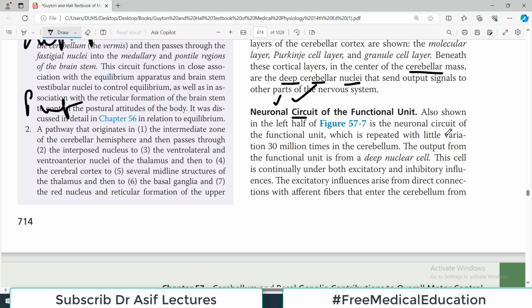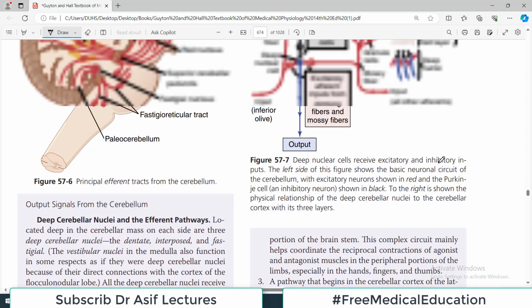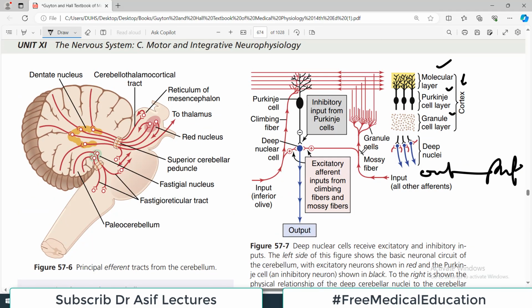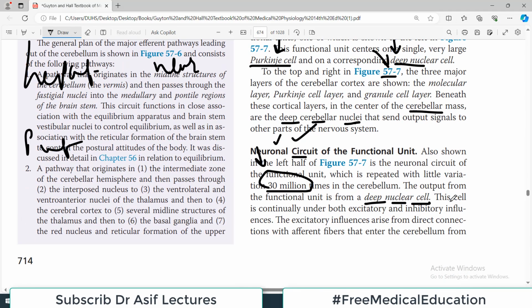ओके, the neuronal circuit of the functional unit is repeated with little variation within the 30 million entities. They are almost similar. The output from the functional unit is from the deep nuclear cell. अब ये this is very interesting कि ये पूरा जो सर्किट है, इस सर्किट का जो आउटपुट है, यानी इस सर्किट से इंफॉर्मेशन प्रोसेस होकर जो बाहर निकल रही है, which is what we call the output, is via this single type of cell, which is the deep nuclear cell. It makes your life easy, okay?